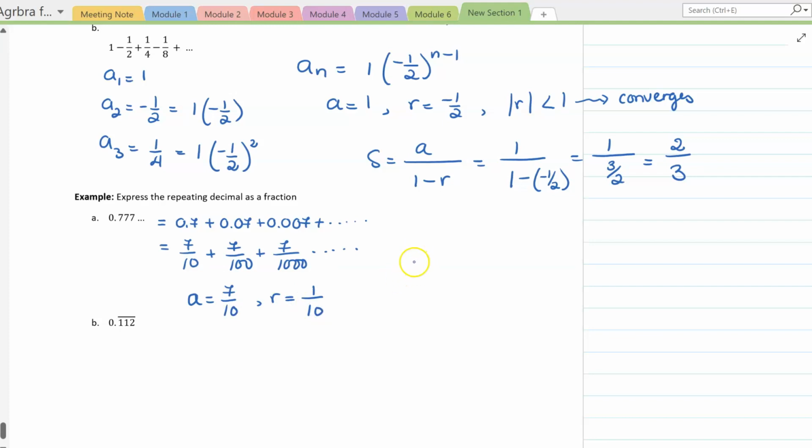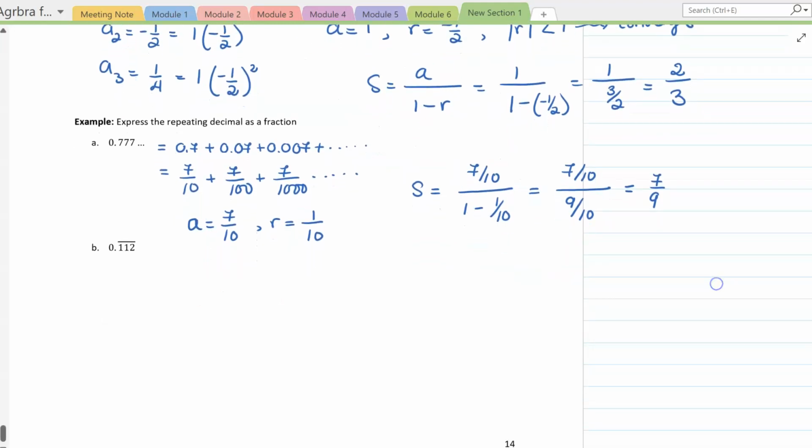I can find the sum. s is then equal to 7 over 10 divided by 1 minus 1 over 10. So 7 over 10 divided by 9 over 10. So this is 7 divided by 9. So 7 divided by 9 is equal to 0.777, so on and so forth. And you can check this using your calculator.